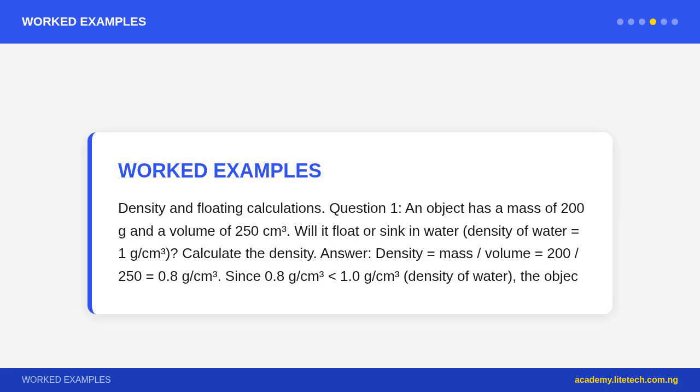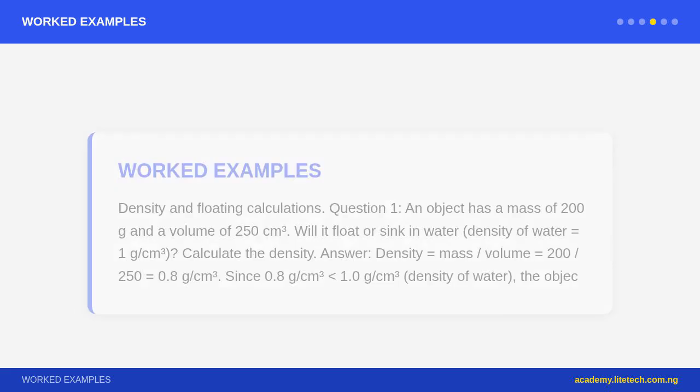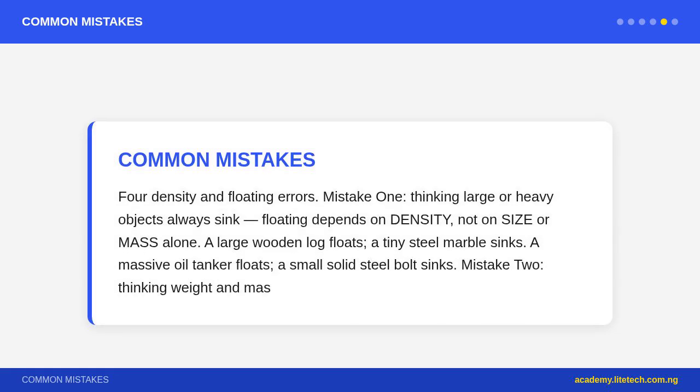Density and floating calculations. Question 1. An object has a mass of 200 g and a volume of 250 cubic centimeters. Will it float or sink in water? Density of water equals 1 g/cm³. Calculate the density. Answer: density equals mass over volume equals 200 over 250 equals 0.8 g/cm³. Since 0.8 g/cm³ is less than 1.0 g/cm³, the density of water, the object floats.